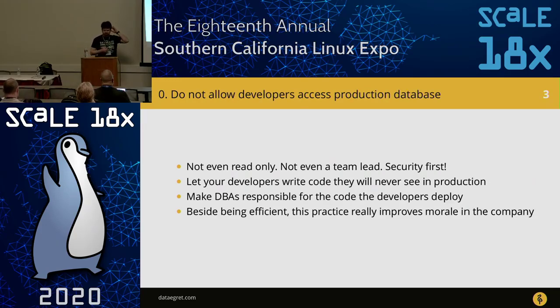Another easy example. Do not allow developers access to the production database. Because what useful can they do there? Not even read-only, not even their team lead, security first. That's really a win-win situation. Your developers would run the code in production, never seeing the production, and they would blame DBAs and admins. It's great for company spirit, actually. And the DBA would be responsible for that. He would be a very nice person towards the developers. So what can possibly go wrong?